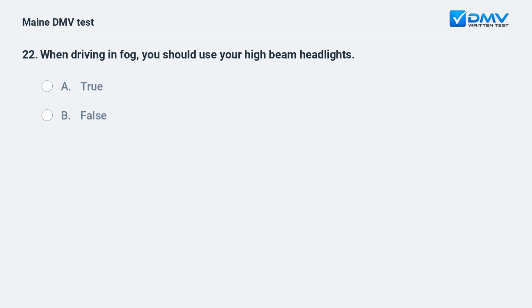When driving in fog, you should use your high beam headlights. A. True. B. False.